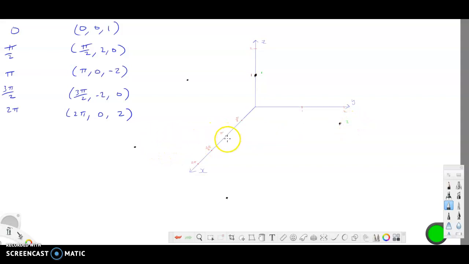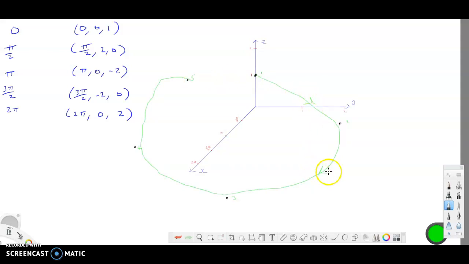3. Which one was this now? Pi. Yeah, minus 2. That's point number 3. This is point number 4, is it? 3 pi over 2. Minus 2 and 0 height, yeah. So that's point number 4. And then we have 2 pi, 0 on the y, and the height of 2, that's point number 5. So it's going to go like a spring coming out. 2, 3, 4, and 5.